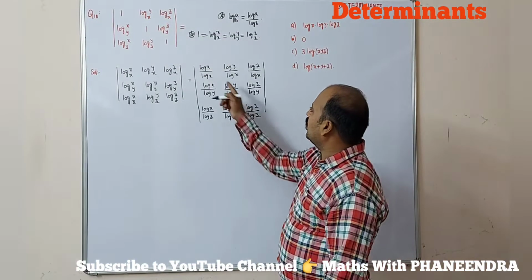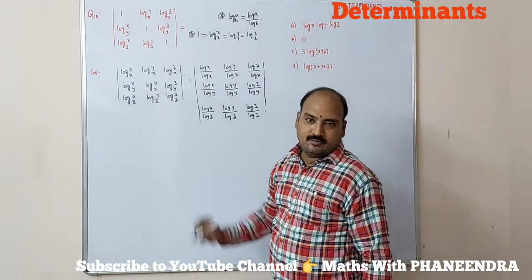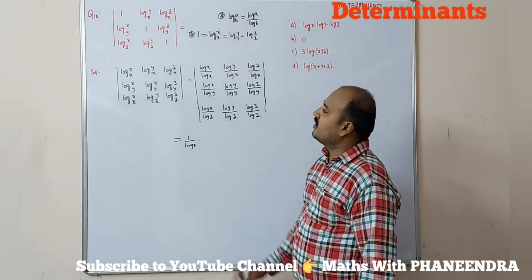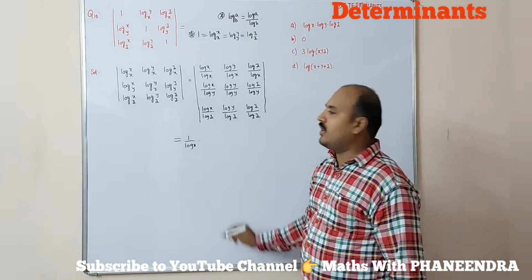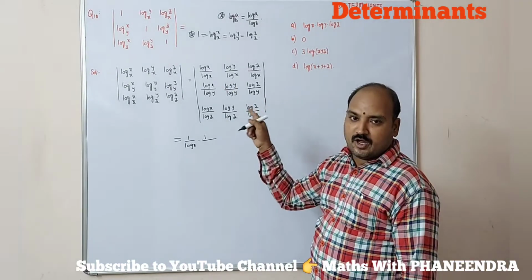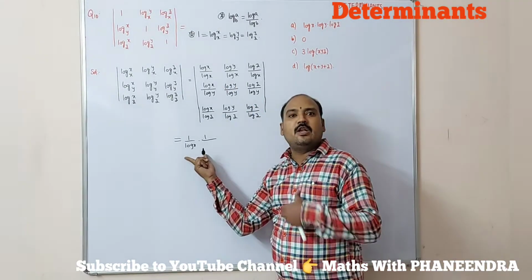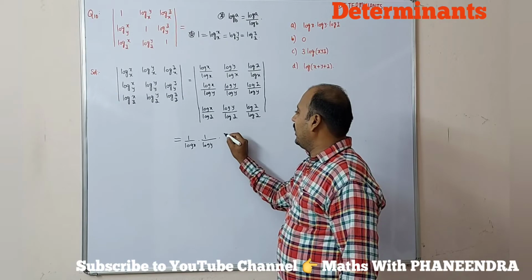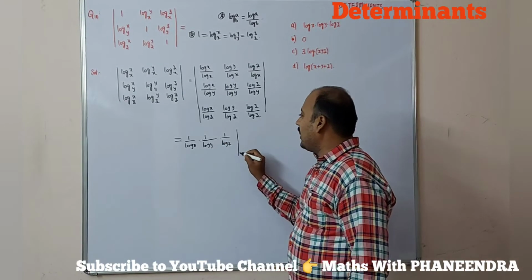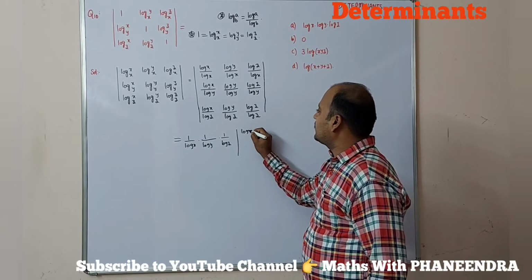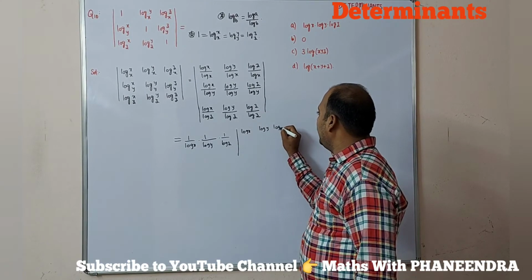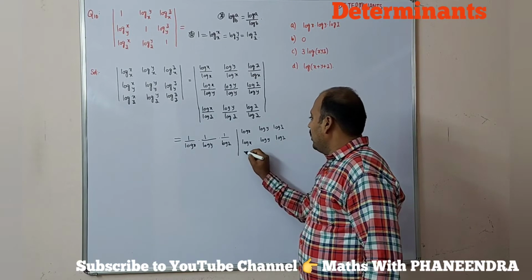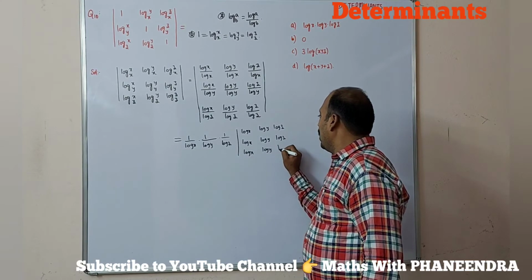So from the first row, I am taking common 1 by log x. From the second row, also I am taking common 1 by log y. From R3, we are taking 1 by log z. Whatever we take common from R1, R2, R3, those values are multiples of the determinant. So after taking common, these values will become log x, log y, log z in every row.